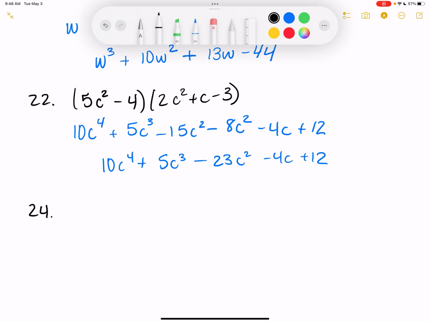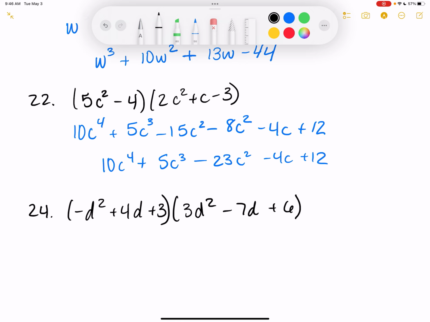24, negative d squared plus 4d plus 3 all times 3d squared minus 7d plus 6.